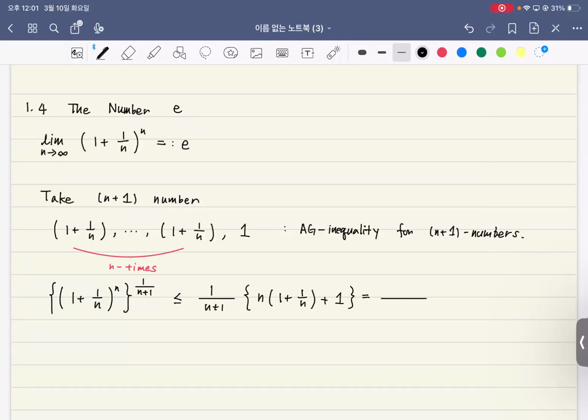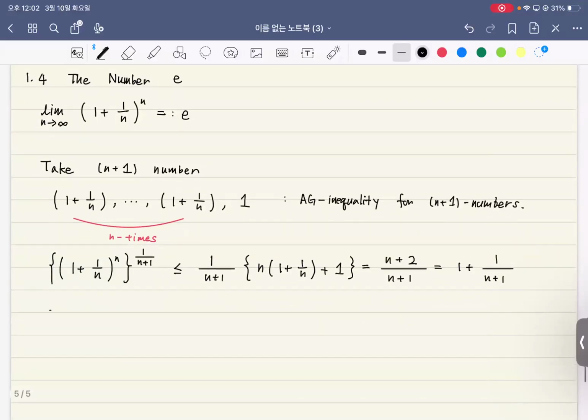So combining this, we have n plus 1 over n, and this is 1 plus 1 over n plus 1. And this inequality is justified by the AM-GM inequality. Now, I want to raise both sides of this inequality to the n plus first power. Then (n+1)/n to the n is less than or equal to (1 + 1/(n+1)) to the n plus first power.